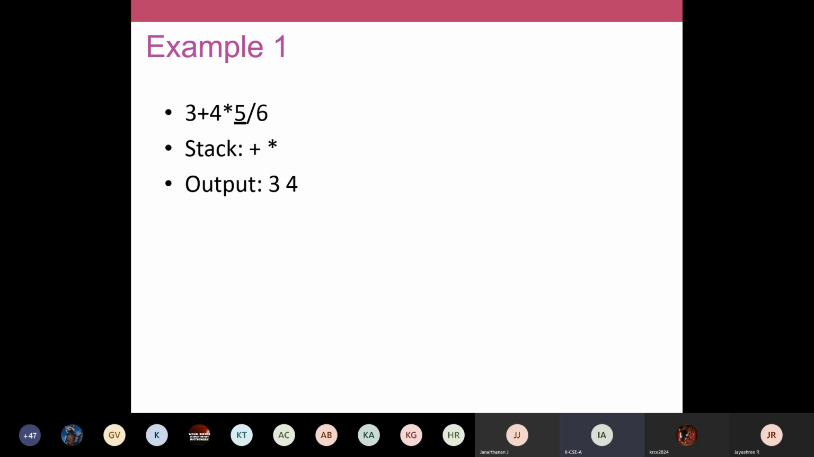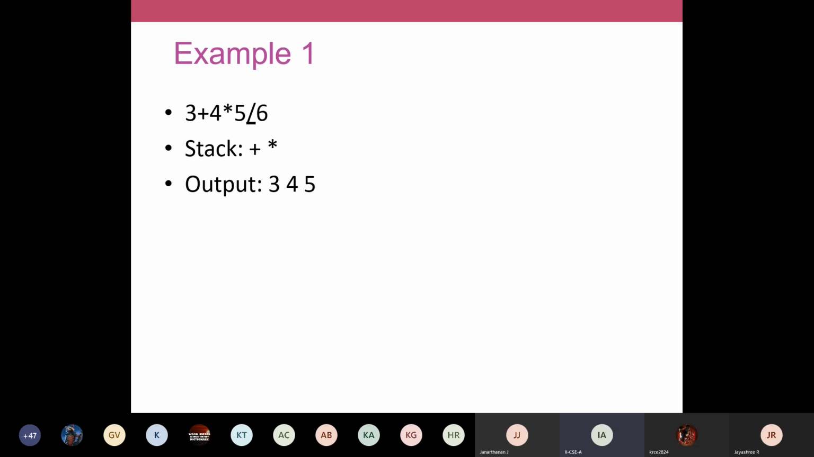In the 5th step, we are going to analyze this token 5. Since it is an operand, write it into your output. And then when you have a division, once again you compare division and star. When you have division and star, what shall we do? Any answer? We check the precedence of the input and the stack top. Which one has higher precedence? Same. Yes, very good. They are of same precedence.